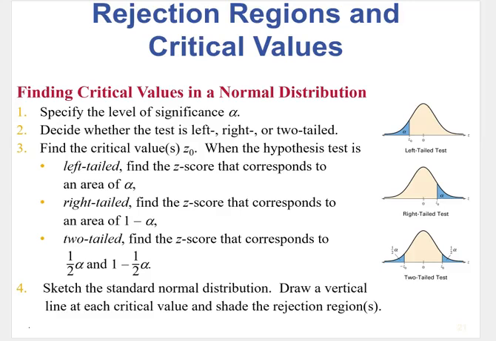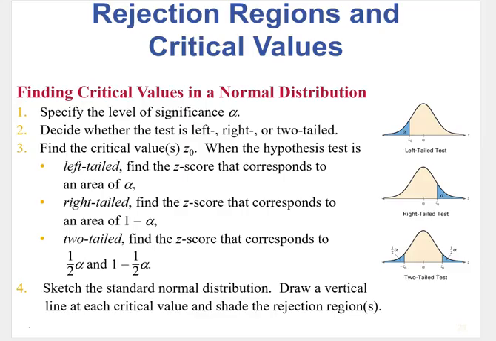And last but not least is your two-tailed. Make sure that you cut alpha in half, because half of it has to be over here and half of it has to be over here. So your test statistic could fall in either of these rejection zones, or it could fall in the center. It's really important that you draw that picture so you can visualize what's happening.